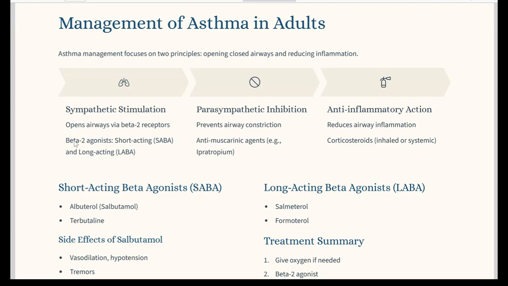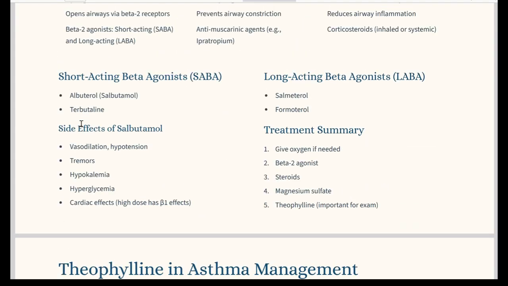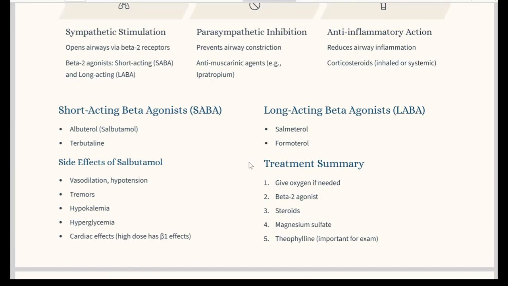The thing that they will ask you in the MCQs, and why I've mentioned this, is they will put this here and ask you which one is short acting or long acting. They will put all of these in the MCQ just to confuse you. Remember, short acting for acute attacks and long acting for chronic management. Side effects, important. So vasodilation, hypotension, tremors, they ask. Hypokalemia is also asked. Hyperglycemia as well.